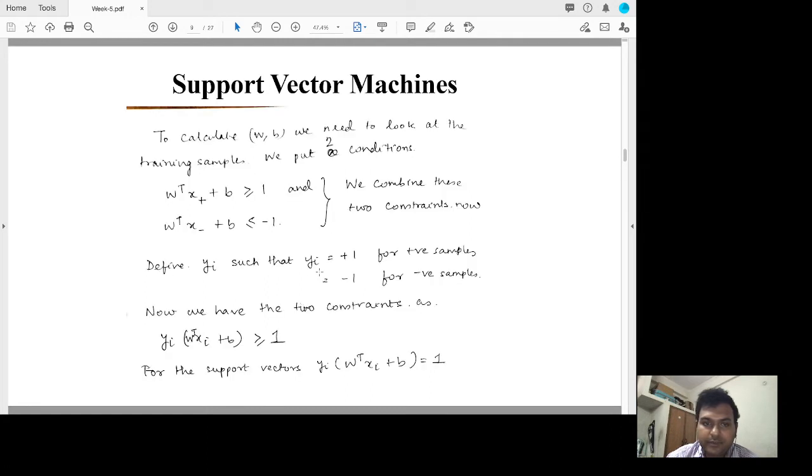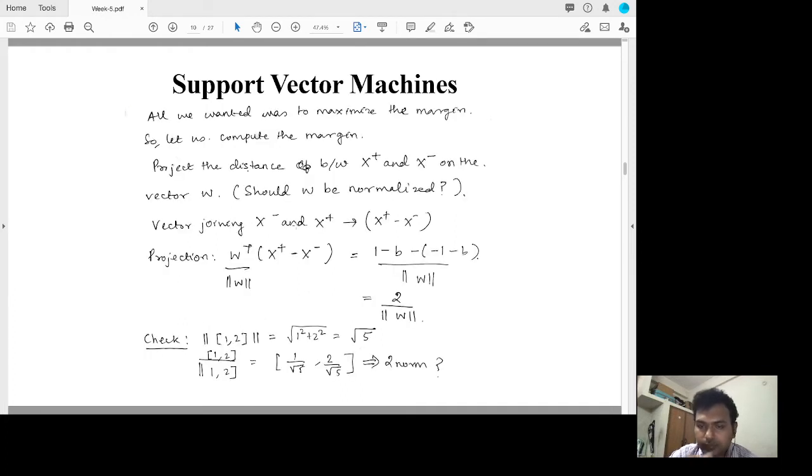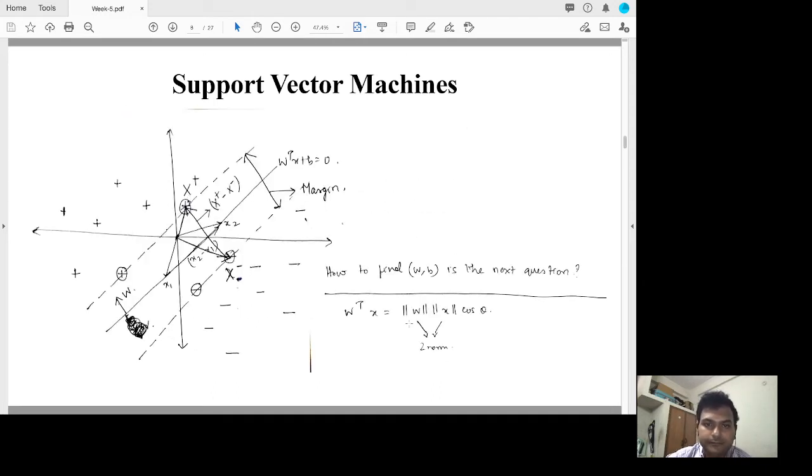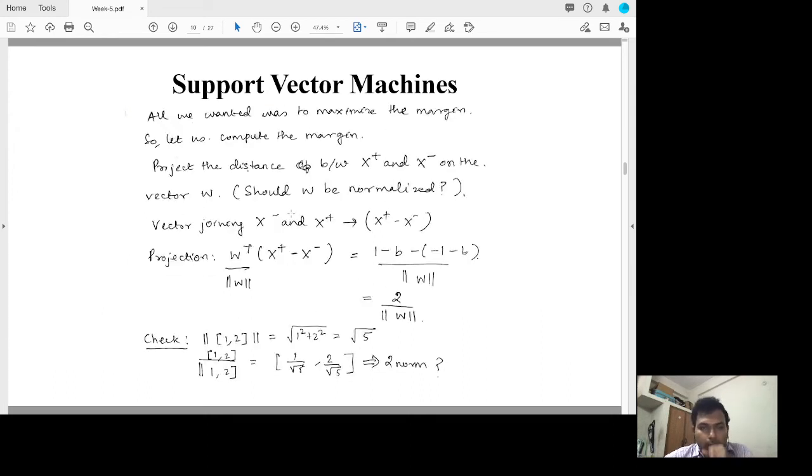So if you see from the previous slide, W transpose x plus is equal to 1 minus B, and W transpose x minus is equal to minus 1 minus B on the support. I am talking about the support vectors now. You do this and you get 2 by norm of W. So basically the margin becomes 2 by norm of W. Is this clear? This margin is nothing but 2 by norm of W. So far so good. Correct.